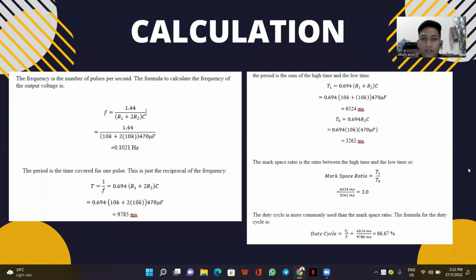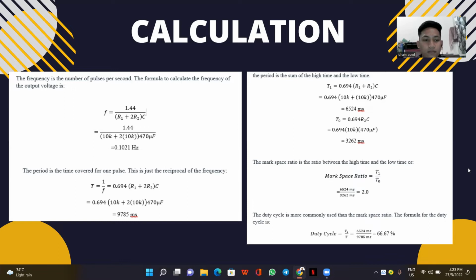Next, I will present the calculation. First, we find the frequency, which is the number of passes per second. We just fill in the values in the formula, that is 1.44 over (R1 plus 2R2) times C. So we get the value of frequency as 0.1021 Hertz.